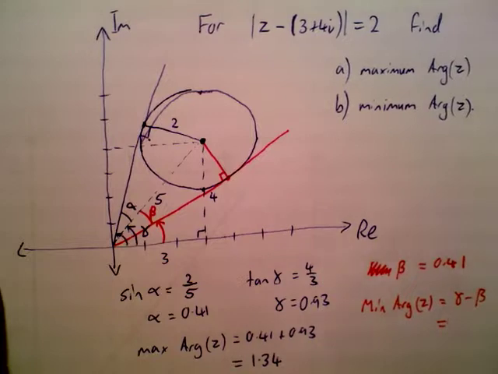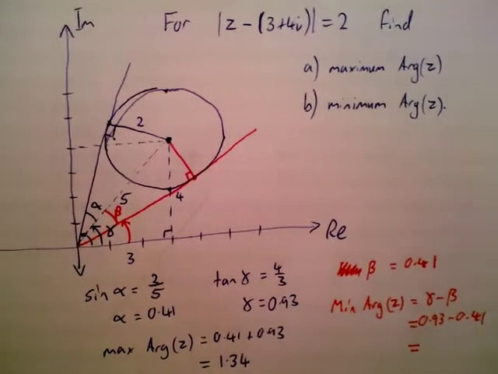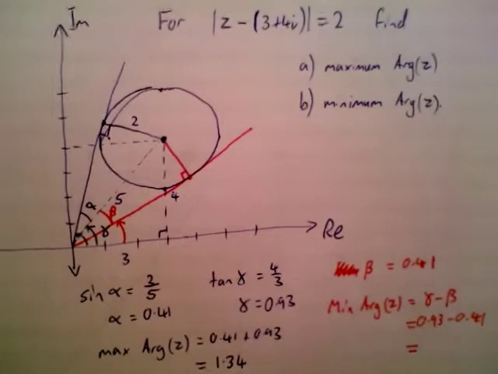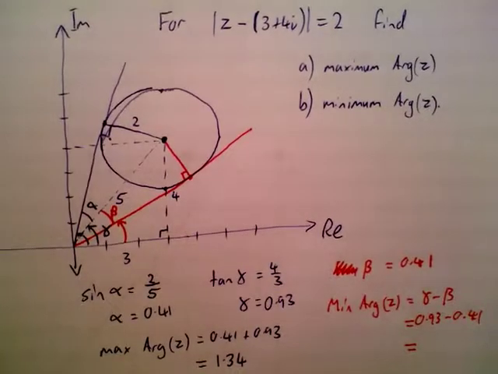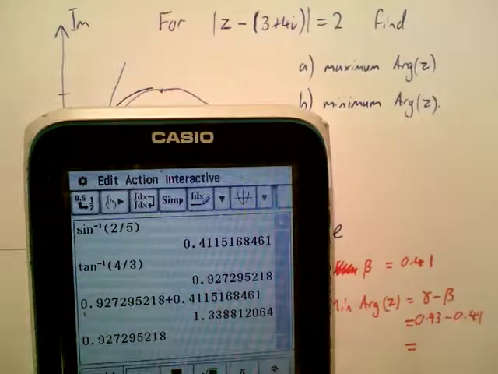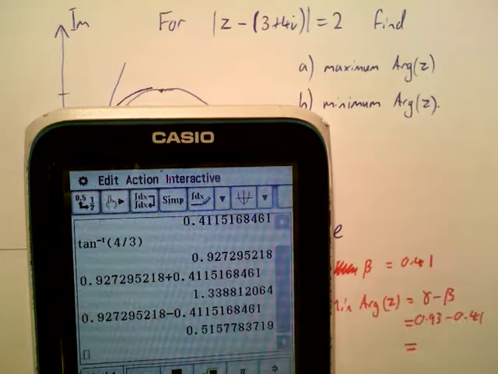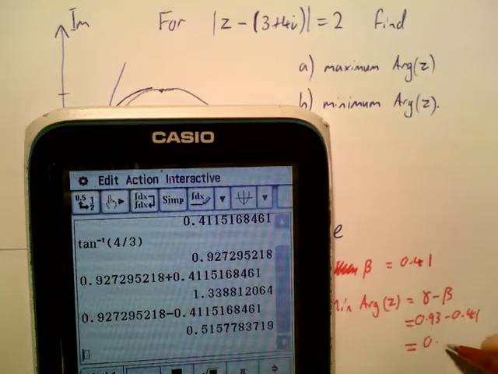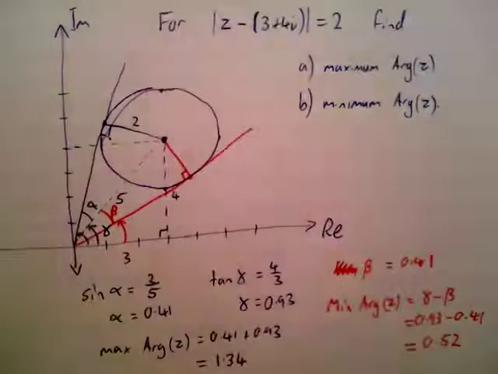So gamma was equal to 0.93, take 0.41. There we go. So 0.93 take away 0.41, and using our calculator, just making sure we get the rounding correct, we get to 2 decimal places 0.52 radians as that minimum argument of z.